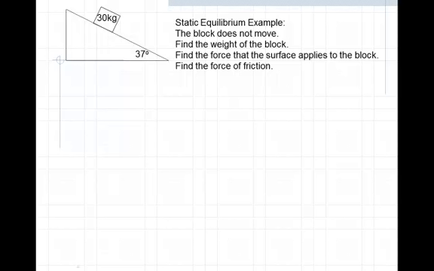So here's an example of static equilibrium. It's a block that's not moving, and in this problem, we're being asked to find the weight of the block, find the force that the surface applies to the block, many times called the normal force, and find the force of friction. So there's a block. It's a 30 kilogram block sitting on an incline of 37 degrees.